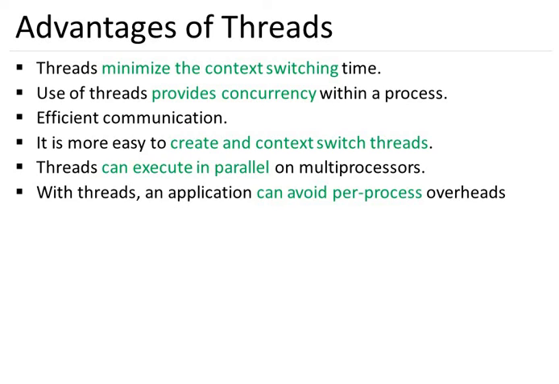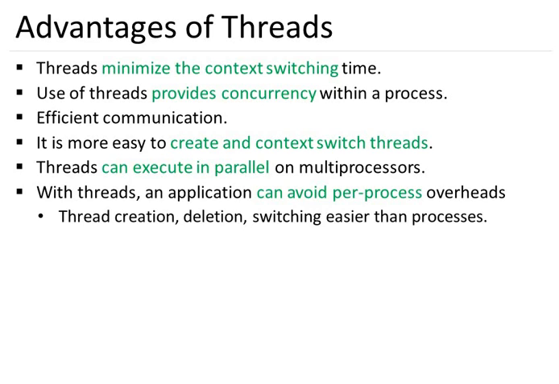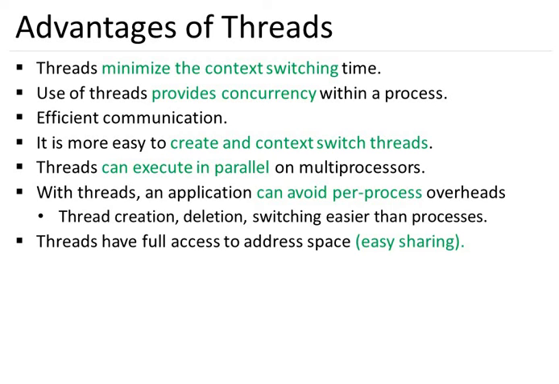Why? Because each process has a separate address space, separate registers, separate global variables, stack, data, files and so on. Whereas threads share all these entities, that's why they avoid per-process overhead. For example, thread creation, deletion and switching is easier than for processes. Threads have full access to the address space, so they provide easy sharing. So this is the introduction, or overview, or the theoretical portion of threads.